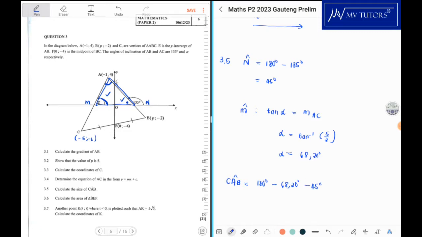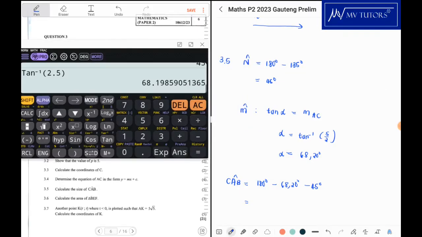I think it's better if I put it that way. Okay, and then what answer do I get? Let's just take out the calculator. So this is angles in a triangle are equal to 180 degrees. So I'm just going to say 180 minus the answer, minus 45 degrees. And I get an answer of 66,8 degrees.